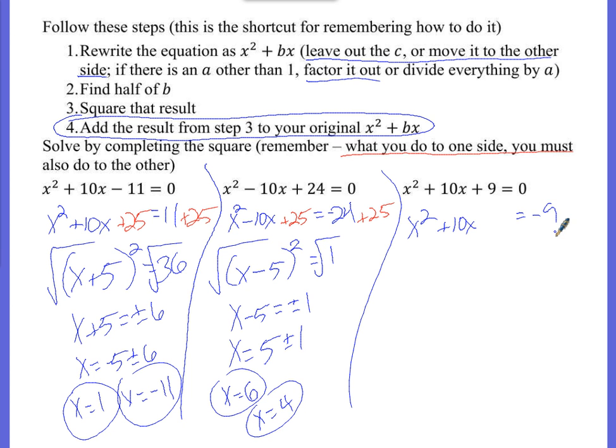So we get 25 again. We're adding 25 into both sides. It's not always 25. It just worked out on these three problems. Now what?